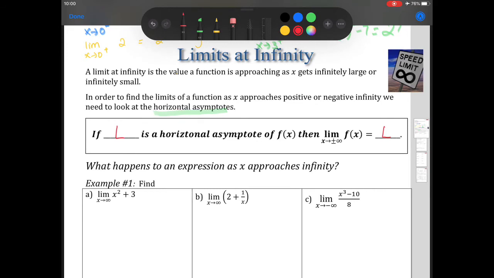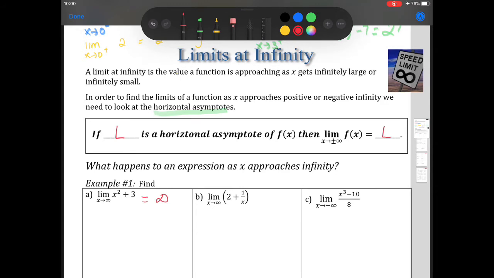so let's get started with example 1. It says limit as x approaches infinity of this polynomial function. So think about it. As x is getting larger and larger, what would your f of x, or your y value, do? It will get large too. So this is just positive infinity.